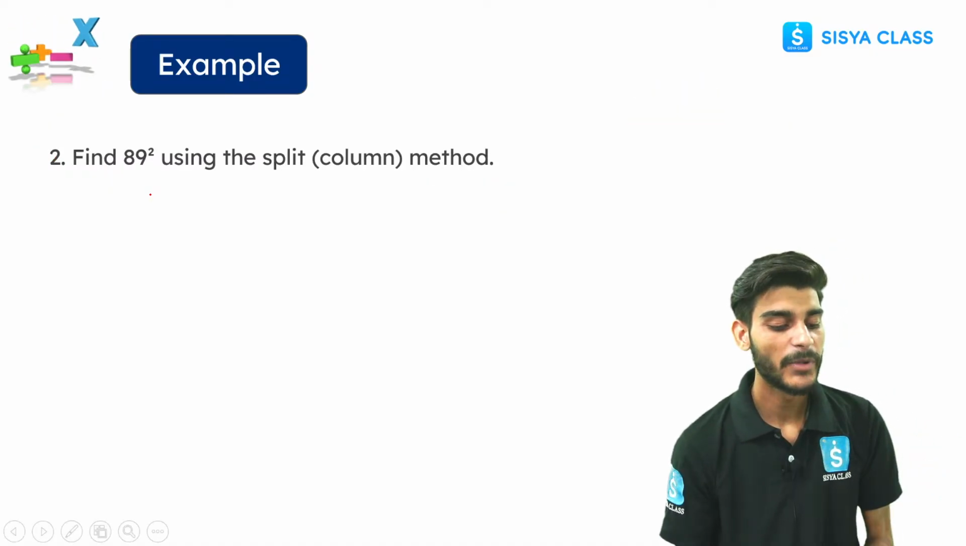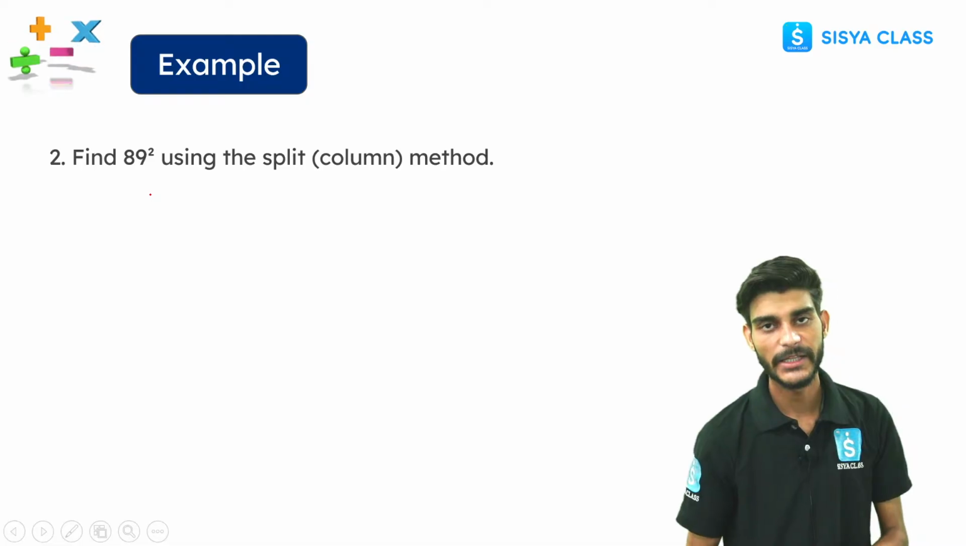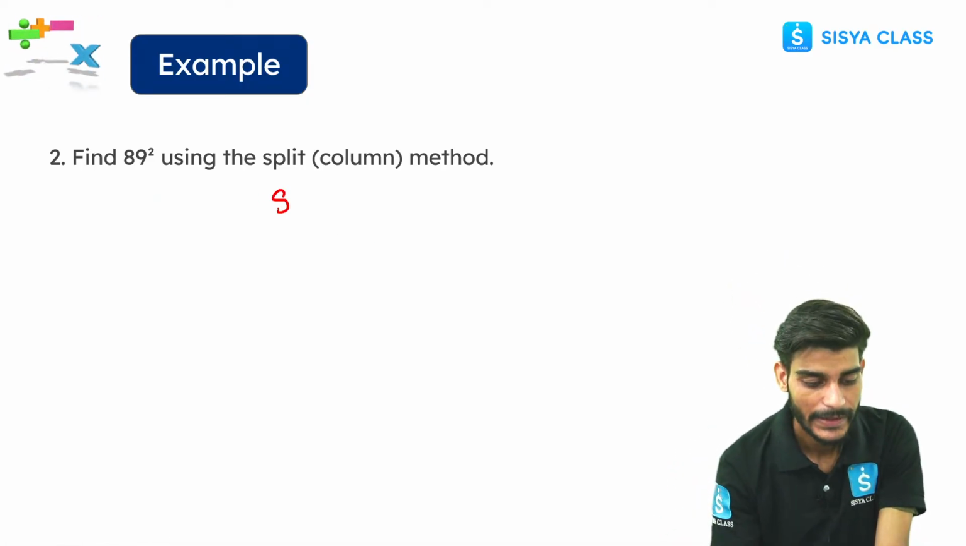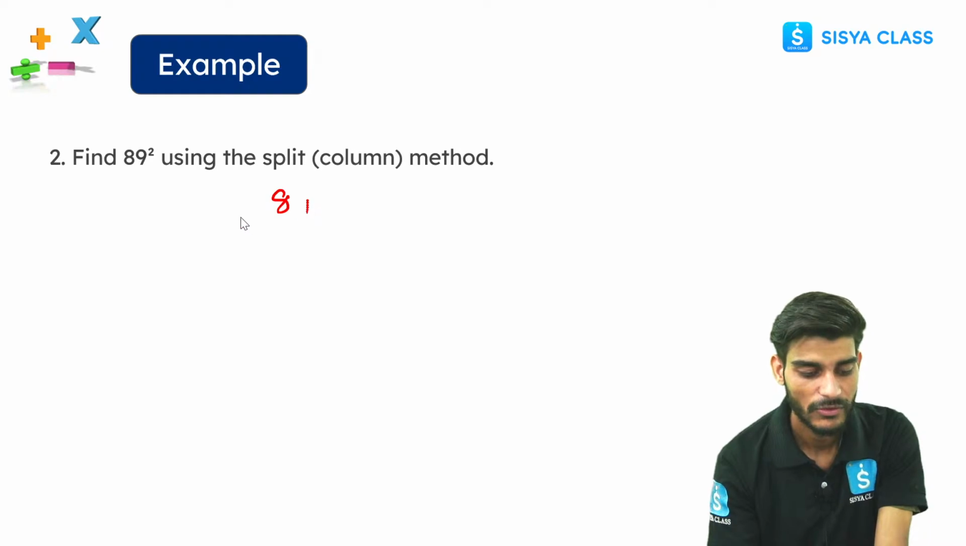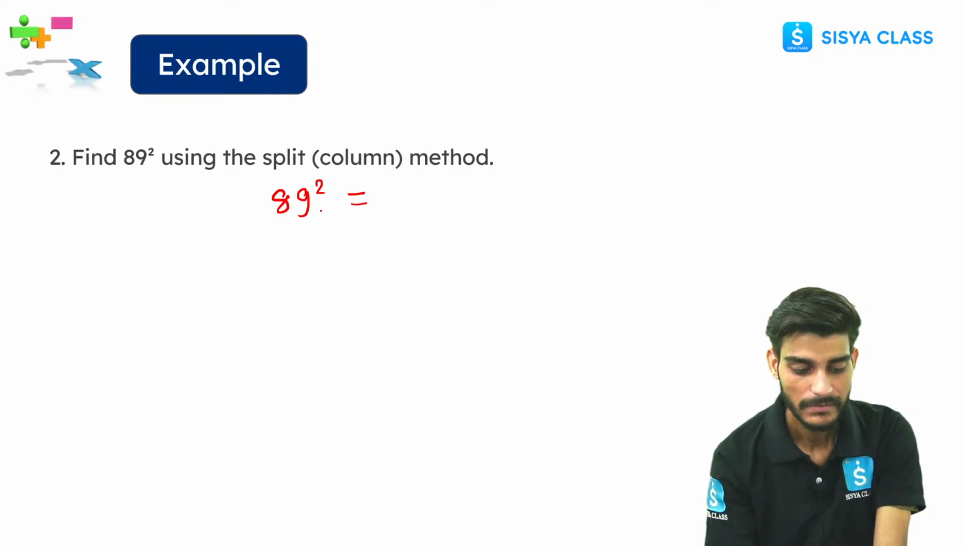Let's come to example number 2. You have to find the square of 89 using the split column method. Okay? Using the split column method, 89 square. I am giving you the concept. Please solve it, everybody. 89 square.